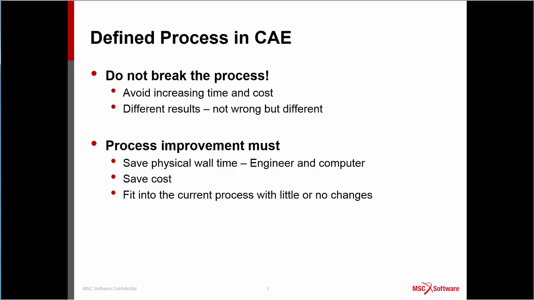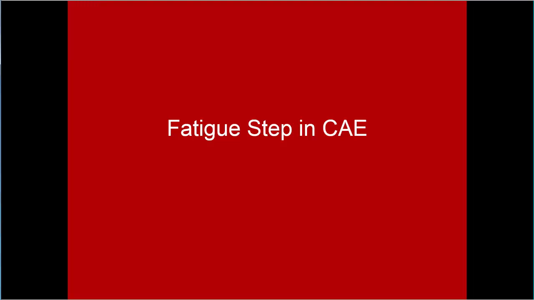That's not conducive. So if we want to improve things, whether it's a commercial CAE or yourself, you know you've got to save physical wall time. That's engineering cost and computer time. And you've got to fit in with little or no changes. Some changes, maybe you have to call out a different code to do something or change a little bit of file format, but once it's done, it never has to change again. So we're going to talk about the fatigue step in CAE and how we can improve that time, shorten it down, and not break your process.